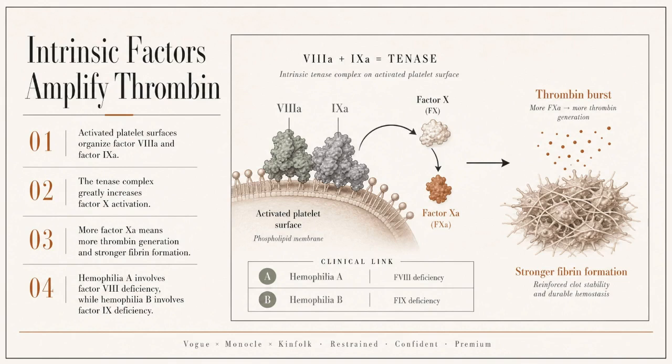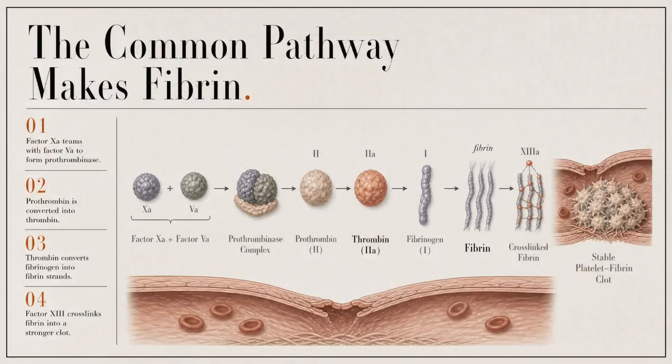Now, let's move to the final common pathway where fibrin is actually made. The common pathway is where all the coagulation pathways converge to produce fibrin, the essential component of a stable clot. It begins when factor X becomes activated. Factor Xa, along with its cofactor factor Va, calcium, and a phospholipid surface, converts prothrombin into thrombin. Thrombin then performs its critical role. It converts soluble fibrinogen into insoluble fibrin monomers. These fibrin monomers polymerize into strands, and factor 13 then cross-links these strands, making the clot strong and durable.